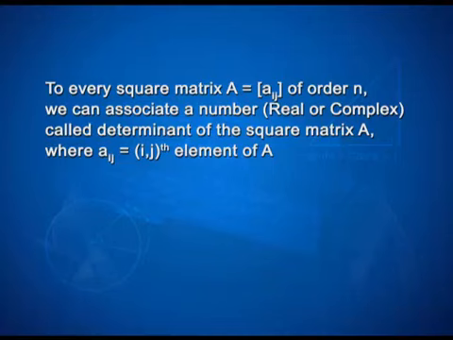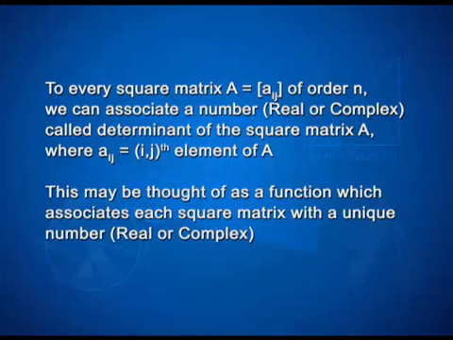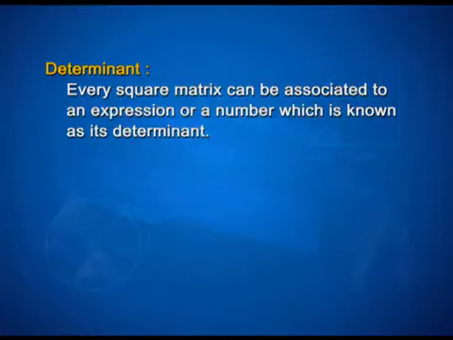To every square matrix A of order n, we can associate a number, real or complex, called the determinant of the square matrix A, where aij is the ijth element of A. This may be thought of as a function which associates each square matrix with a unique number, may be real or complex. So, what is a determinant? Every square matrix can be associated to an expression or a number which is known as its determinant.